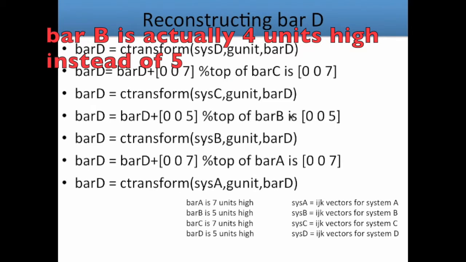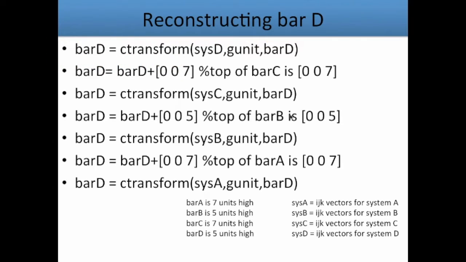Reconstructing the animation is like how a kid reconstructs that Russian doll toy. We start with the innermost system, System D. That system is in System C. Its orientation is a rotation in C's xy plane. Its displacement, System D's displacement, is 0,0,C, where C is the length of bar C.